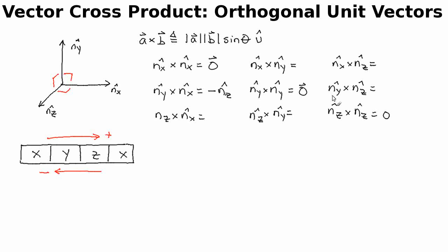And as another example, let's do ny cross nz. So we look here and say ny cross nz, that's moving in the positive direction, and the result is nx.